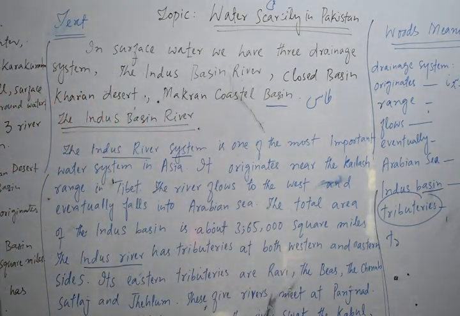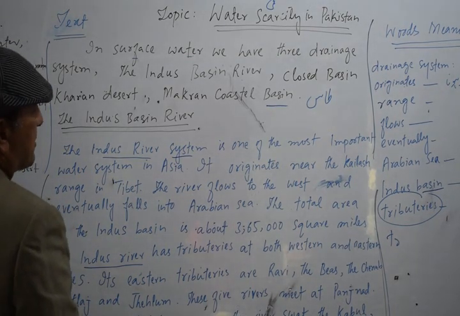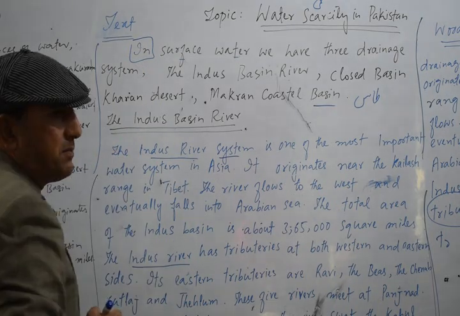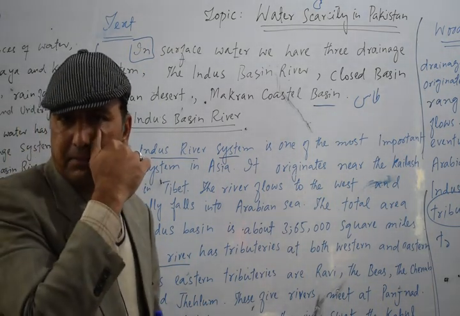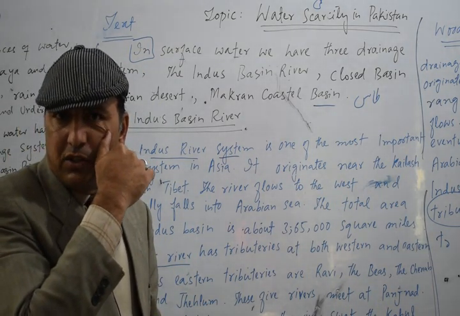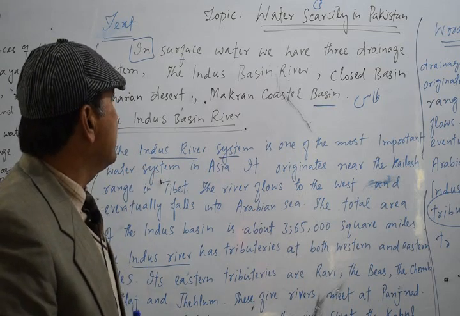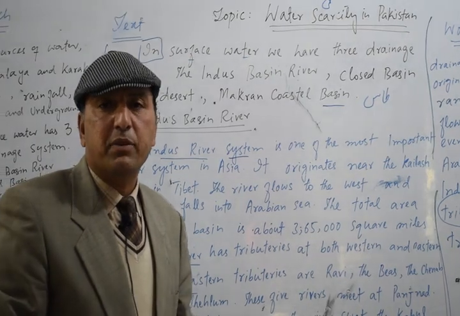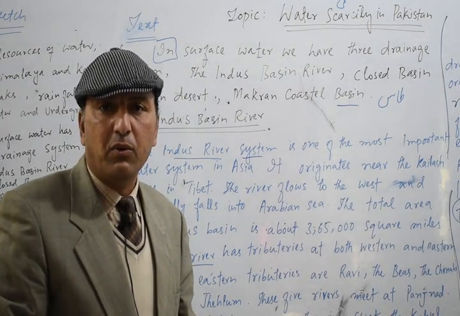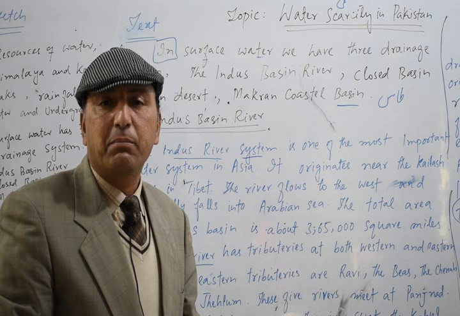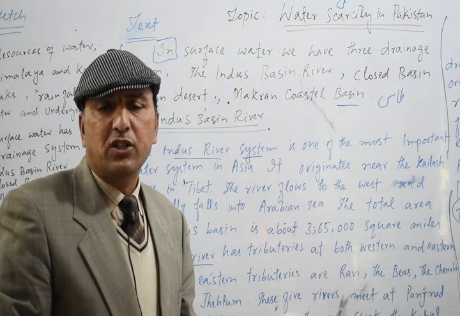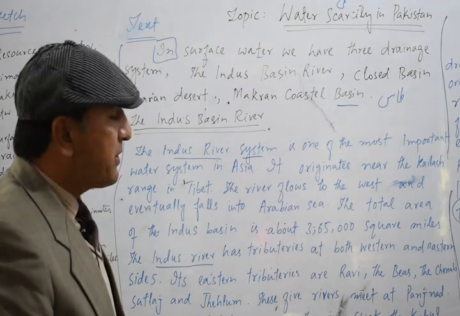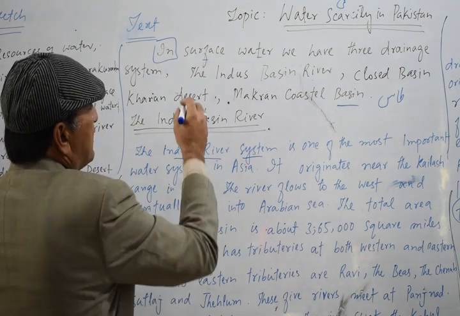Okay, first of all, we have "in surface water." You know what "in" is? In is a preposition, and we call it a simple preposition. We have different types of prepositions. So in, on, upon, over, with, by, these are simple prepositions. So "in" is one of the simple prepositions. And then we have "surface water."